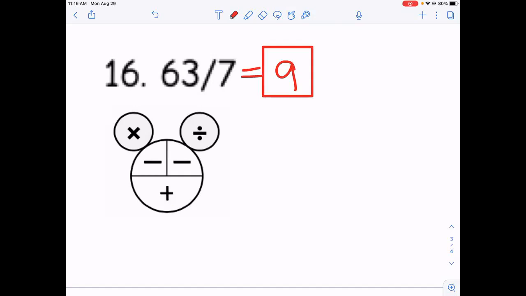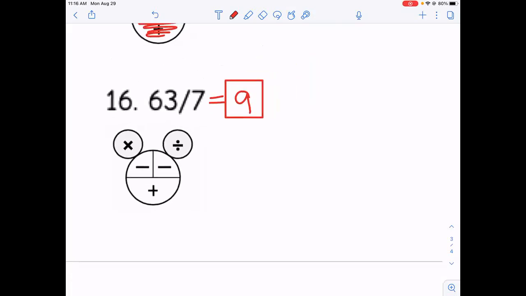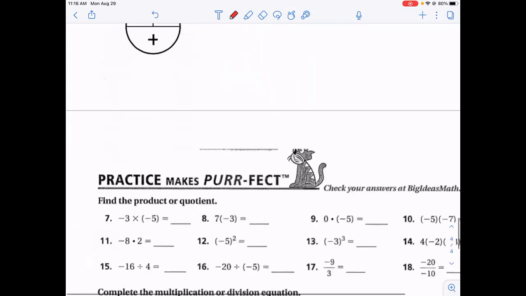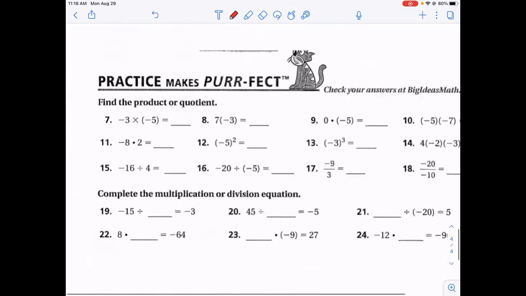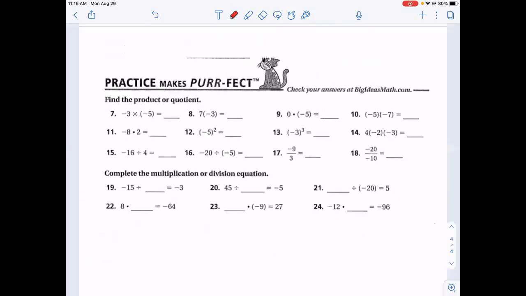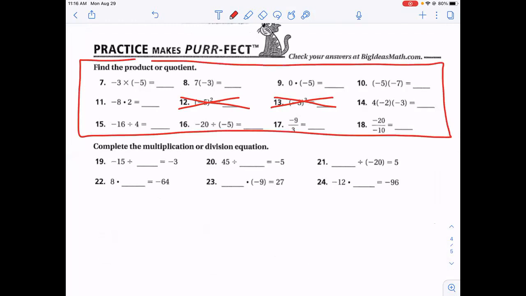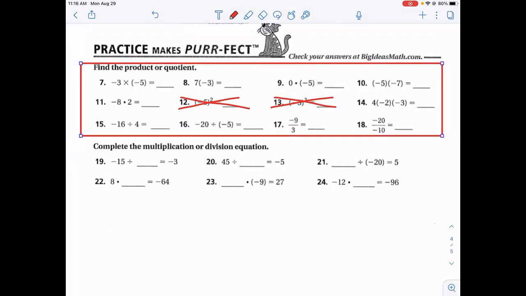Okay, I would like you to turn the page to page 7. And do you see this? Practice makes perfect. These are the ones I want you to cross off. Cross off 12, cross off 13. And I want you to right now focus on 7 through 18. I want you to start working on those for me.